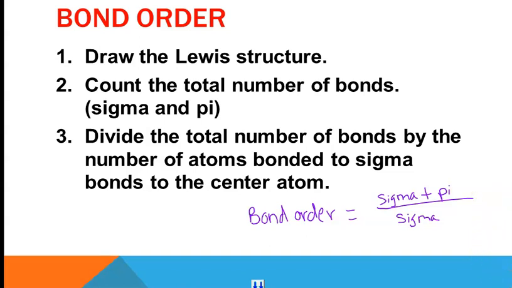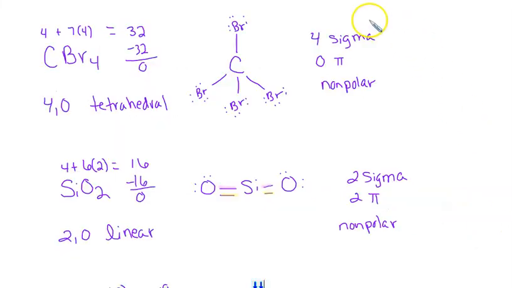Alright, let's go back to sigma and pi divided by sigmas. Here we would have 4 plus 0 equals 4. That's our total, and then it's divided by sigmas, 4. So this has a bond order of 1. I'll explain what that means in a moment. So this is bond order.